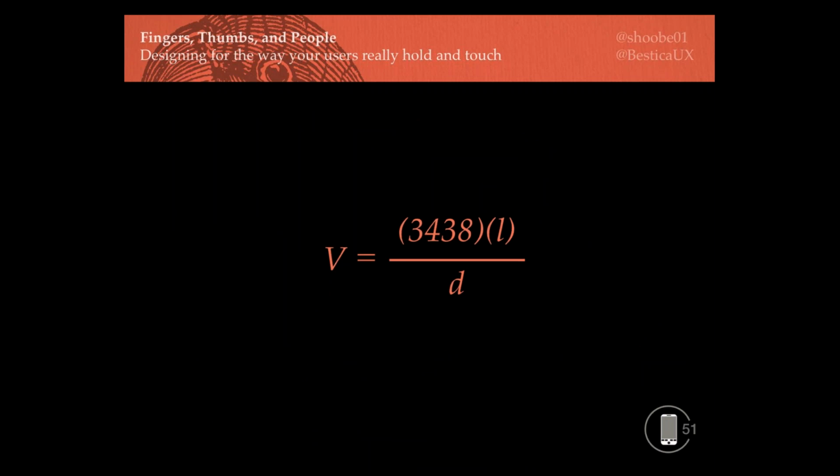This is actually the simple version of this formula. To get to the 3,438 number requires knowing the wavelength of visible light and the size of the little sensors in your eyeballs. But don't worry about writing down this number and calculating it. I've done the math for you.